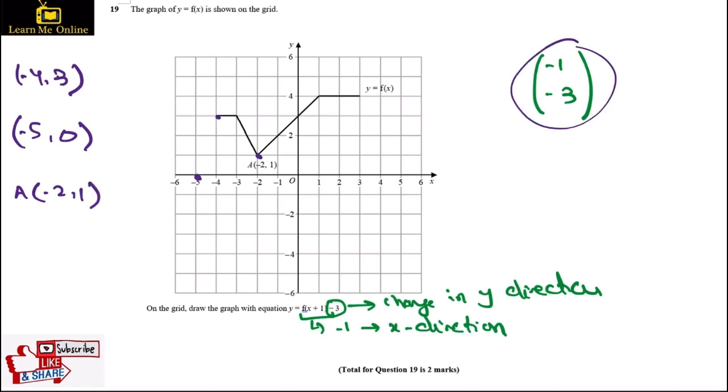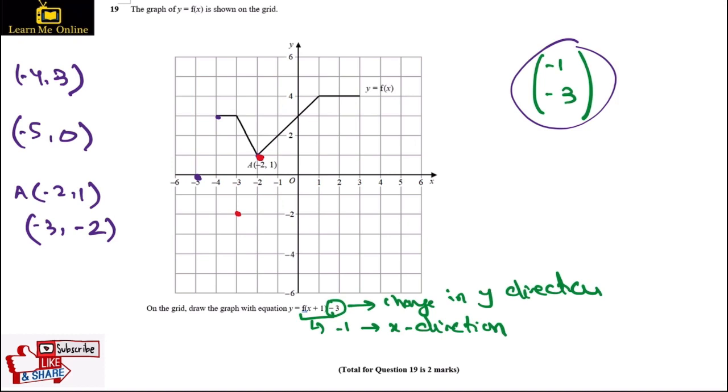Because the translation is minus 1 and 3, it means you do minus 2 minus 1 would be minus 3, and 1 minus 3 would be minus 2. So the next point coordinate you'll be getting is at minus 3 and minus 2. So minus 3 and minus 2 would be here. Now here we have got the next one.